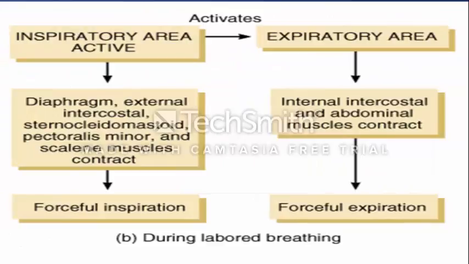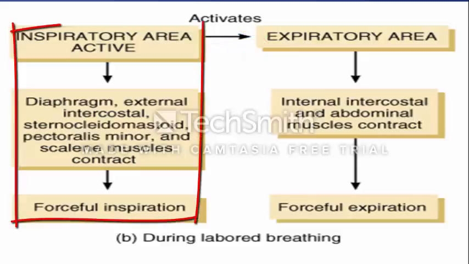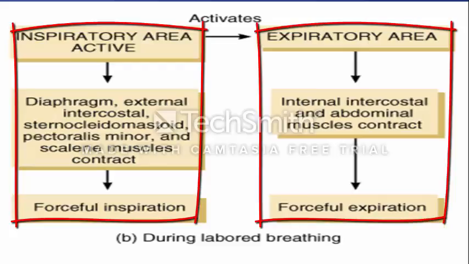However, during laboured breathing, the inspiratory area will activate the expiratory area, as well as recruitment of the diaphragm and the external intercostal muscles. Other lesser muscles are recruited in order to create a forceful inspiration. The expiratory area will recruit the internal intercostal and abdominal muscles, causing forceful expiration.